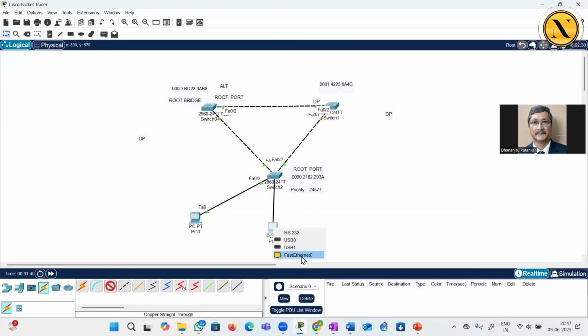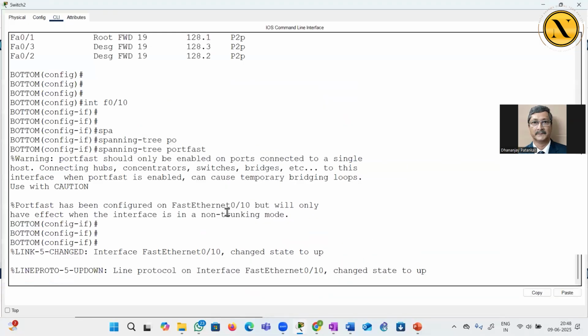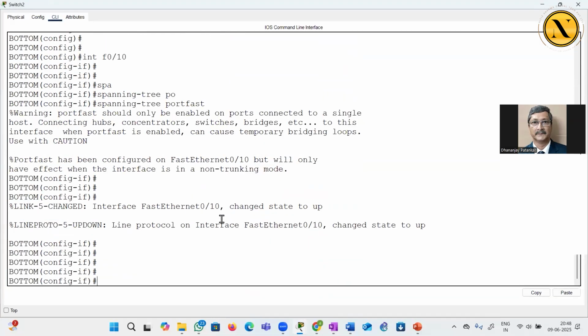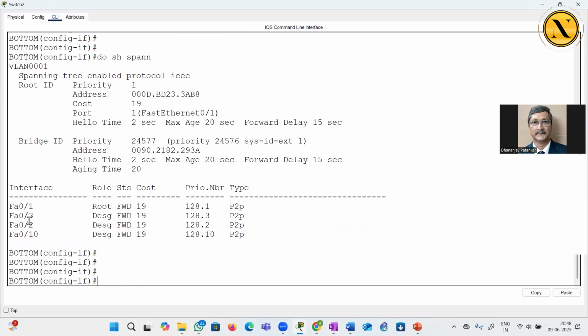And look at this now. Immediately green. See that? Can you see that? It's immediately green, the 10th port. Yeah. So with spanning tree PortFast, the 10th port is immediately in the forwarding mode.